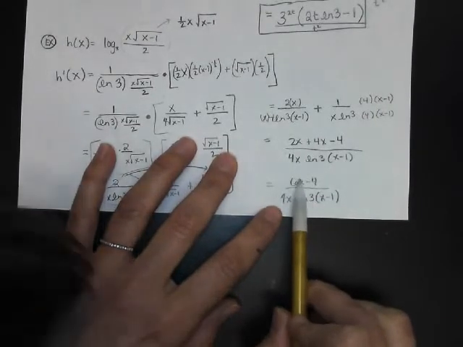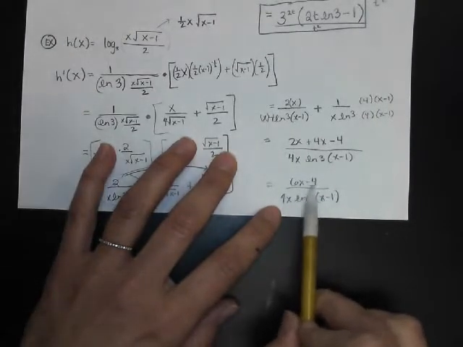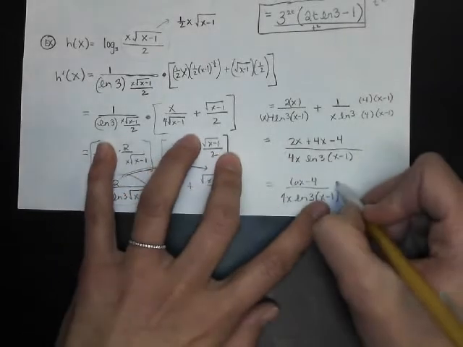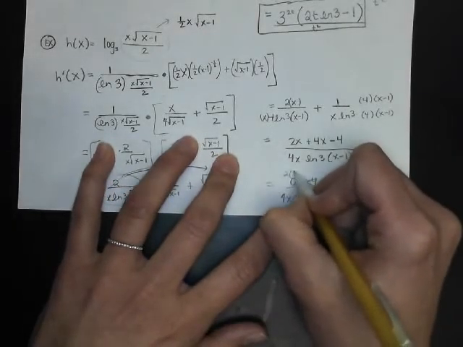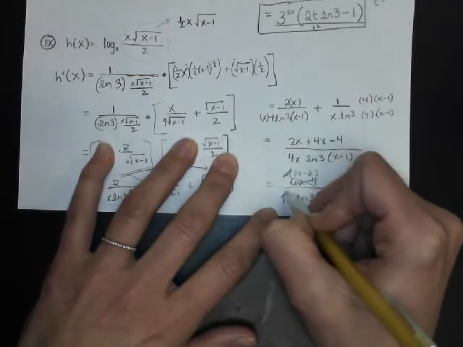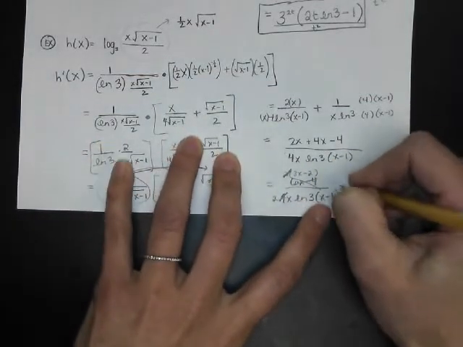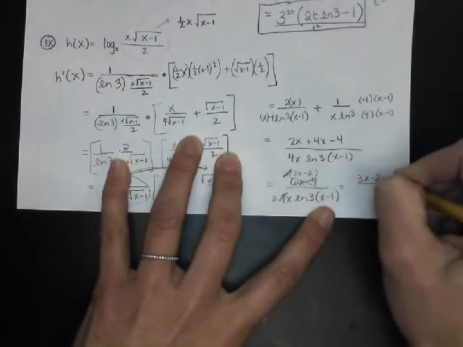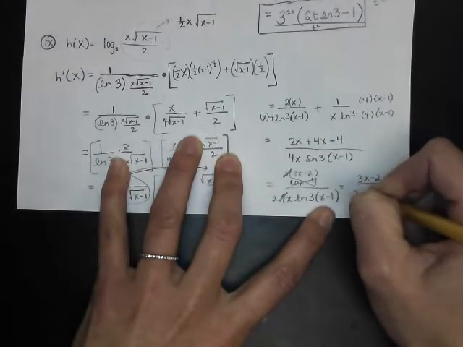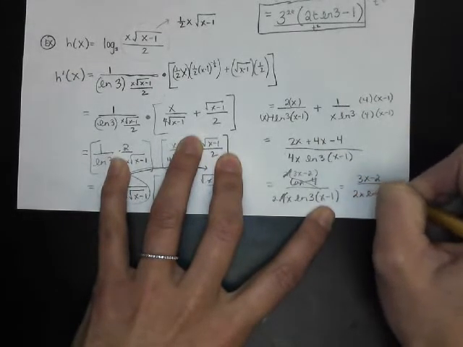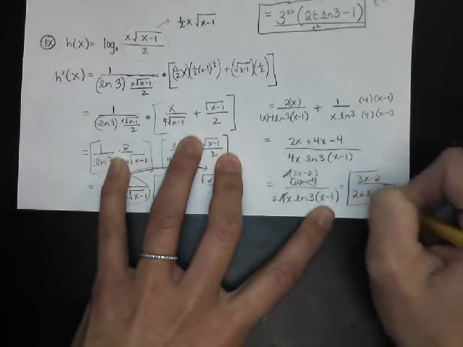If you wanted to, again, there's a 2 that could be factored out of this and a 2 factor down here. So we could make this 2 times 3x minus 2, and this 2 and this 4 would reduce. So this will be the final answer I can come up with: 3x minus 2 over 2x natural log of 3, x minus 1.